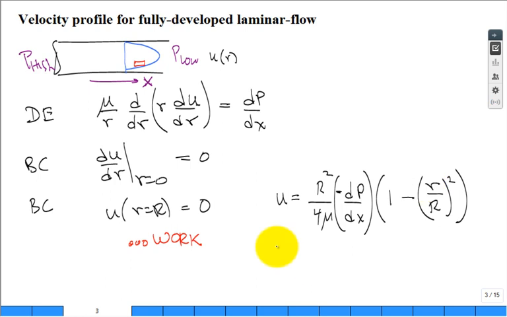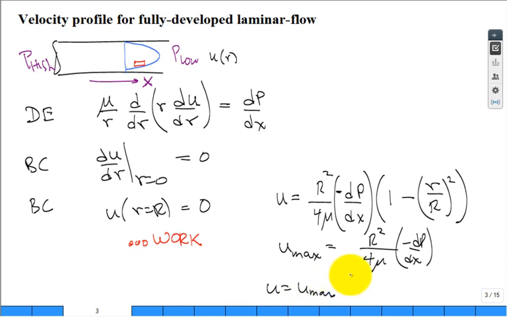You also look at it and you say, well, what is the maximum? What is the maximum speed? Well, it's when lowercase r is 0 at the center line. So now we have an analytic expression for what is its maximum. It's equal to cap R squared divided by 4 mu times negative dp dx. So sometimes they'll just write u is equal to u max times 1 minus lowercase r over cap R squared. Quadratic, and it's a very simple expression.